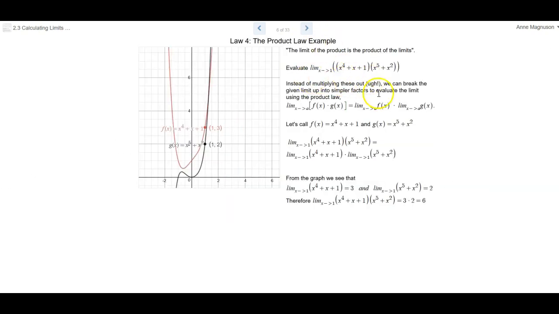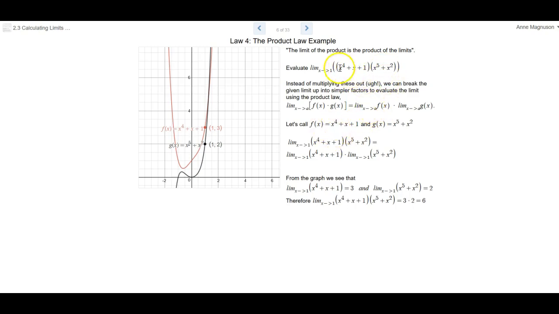The next law is the product law. That's telling us the limit of the product is the product of the limits. If we look at this example, we can see how this would come in handy, because you don't really want to have to multiply this out. So let's look at the limit as x approaches 1 of this function. This law tells us that we can look at the limit of each of these factors and then multiply those limits.